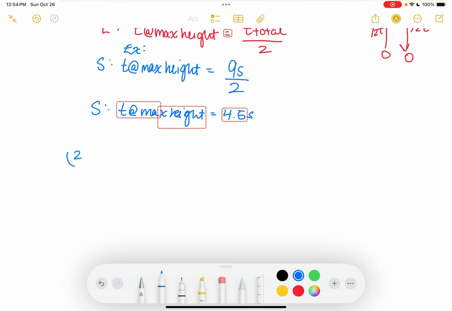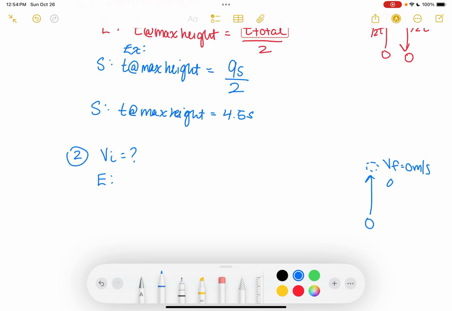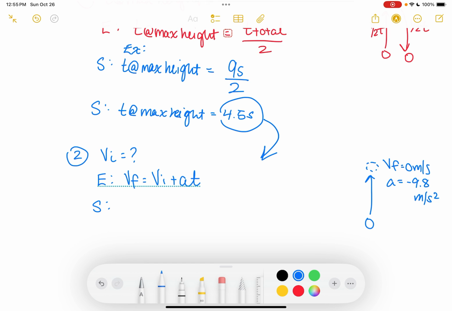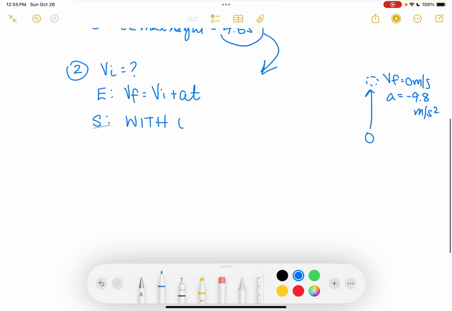My second calculation would be what's the VI, right? The takeoff velocity. So when it moves up, we know when it's up here, VF is equal to 0 meters per second. We know that acceleration on Earth is negative 9.8 meters per second squared. So I would use VF equals VI plus AT, because now I also have the time. I'm going to take whatever this is. So you have to do these in chronological order. Okay, so you're going to substitute with units, right? I'm just going to write here with units to find this thing.